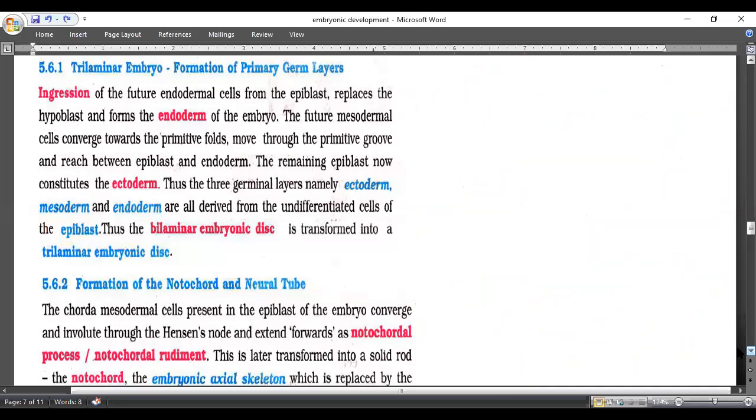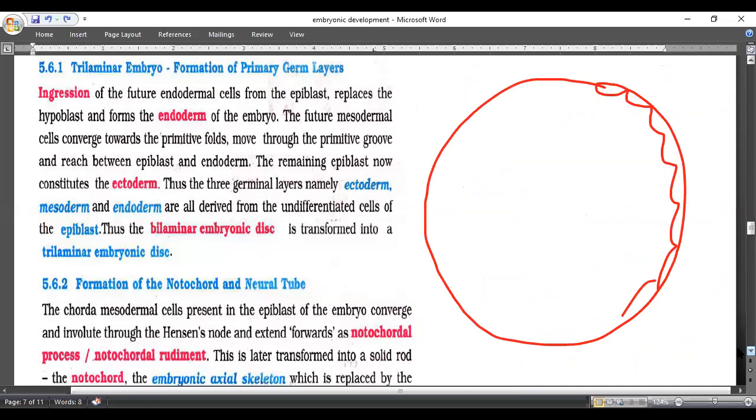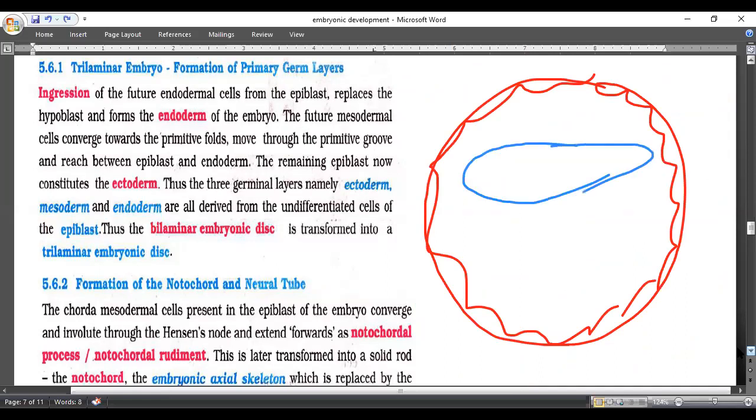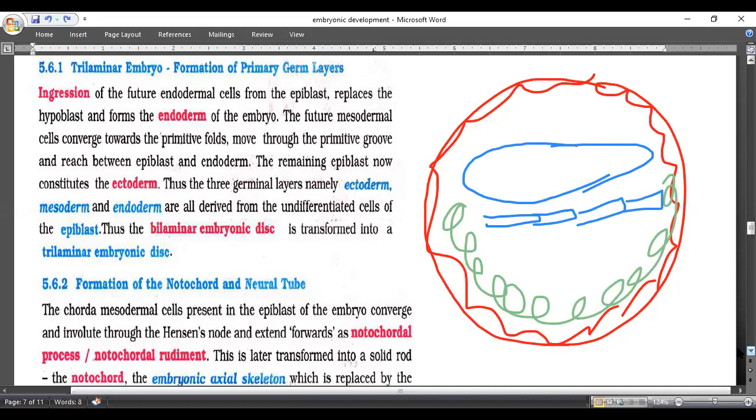Now the doubt arises here. If we draw the full diagram, the doubt will come. This is trophoblast, we are seeing. Then after that we drew the epiblast, isn't it? Then we drew the hypoblast, still a little bit is there. As I said to you, this epiblast formed the endoderm, and in between them, by moving towards the primitive streak, the cells reach between these two and form the mesoderm. That means epiblast formed ectoderm, mesoderm, and endoderm.